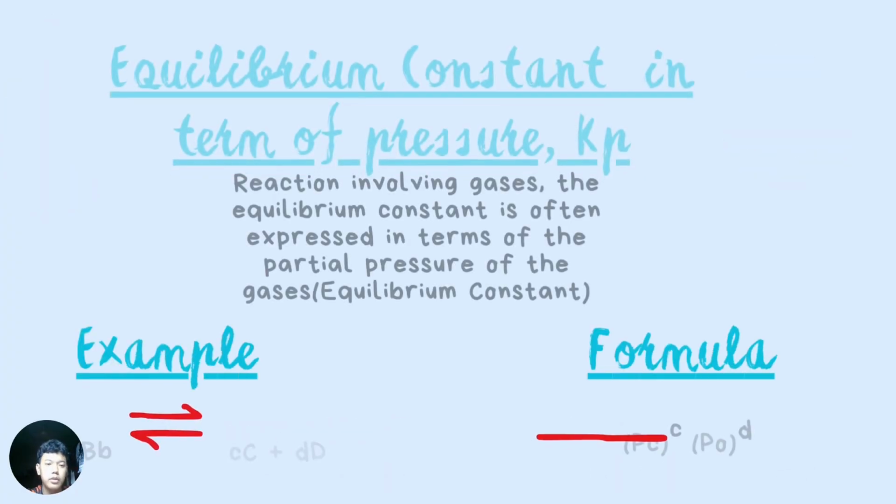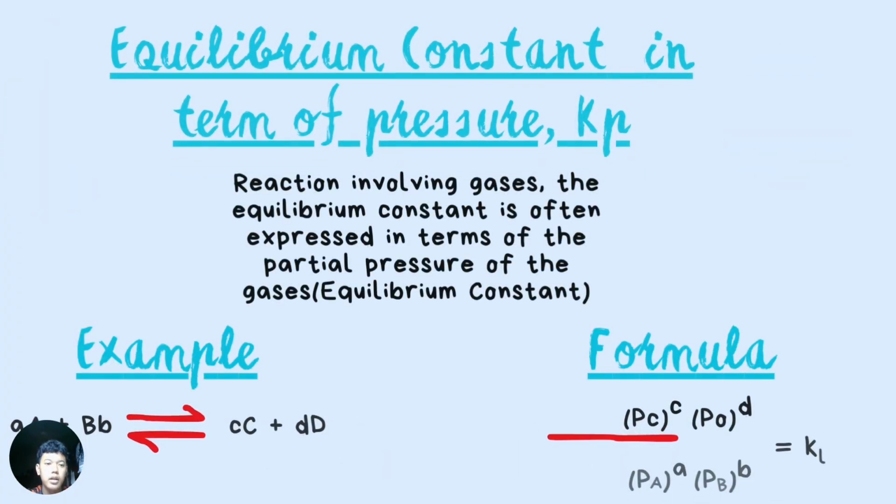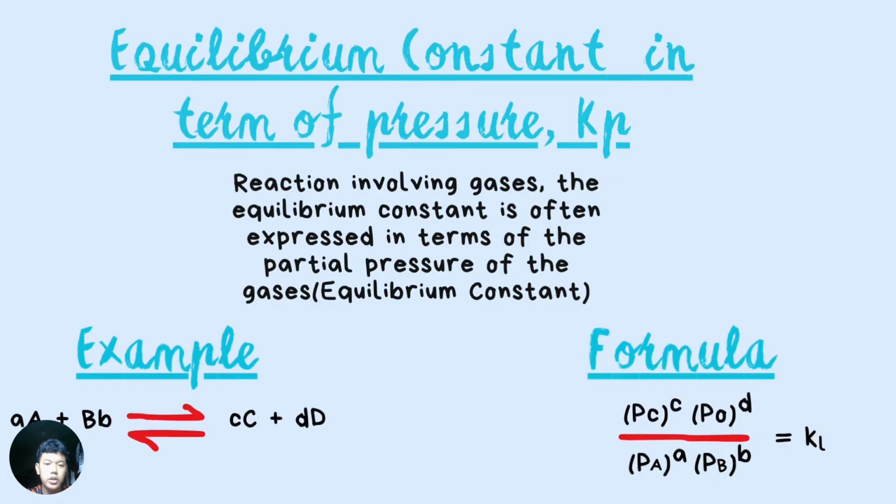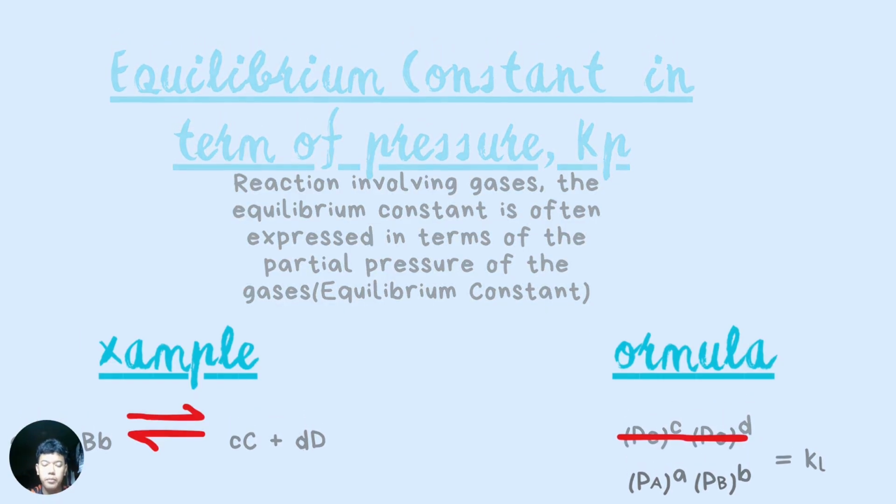The next step is the equilibrium constant in terms of pressure, Kp. For reactions involving gas, the equilibrium constant is often expressed in terms of the partial pressures of the gases. So if it involves gas, the equilibrium constant is given as Kp. There's an example right there, and the formula we can use for reactions involving gas, Kp.